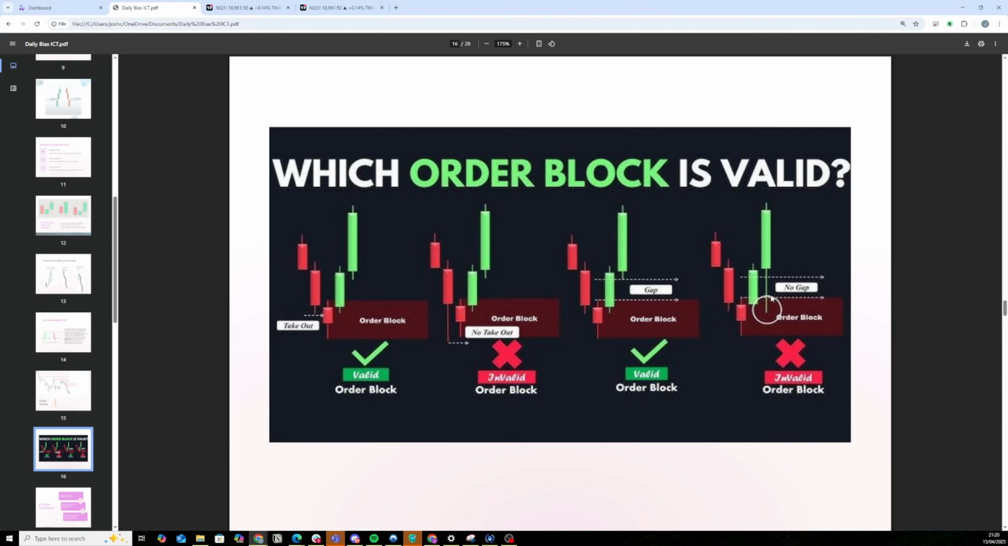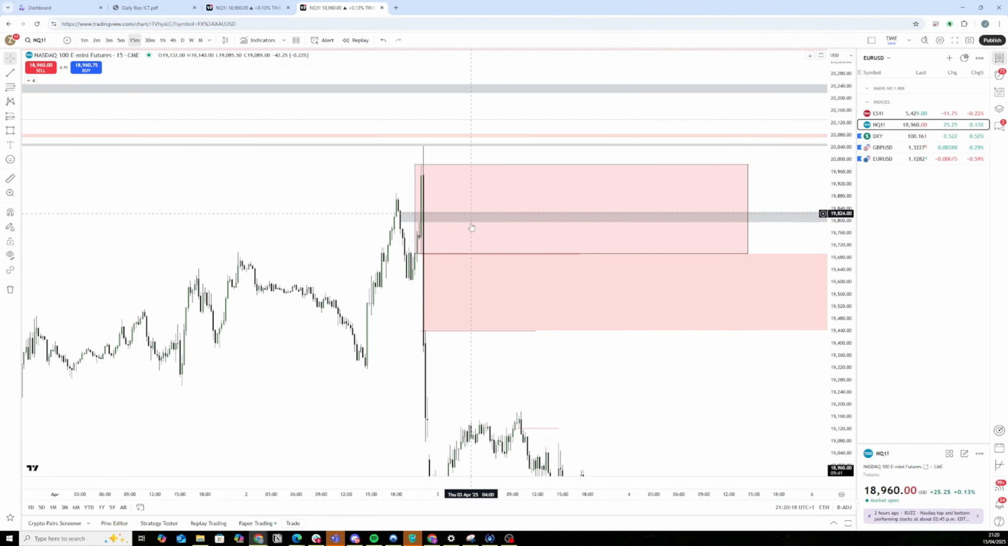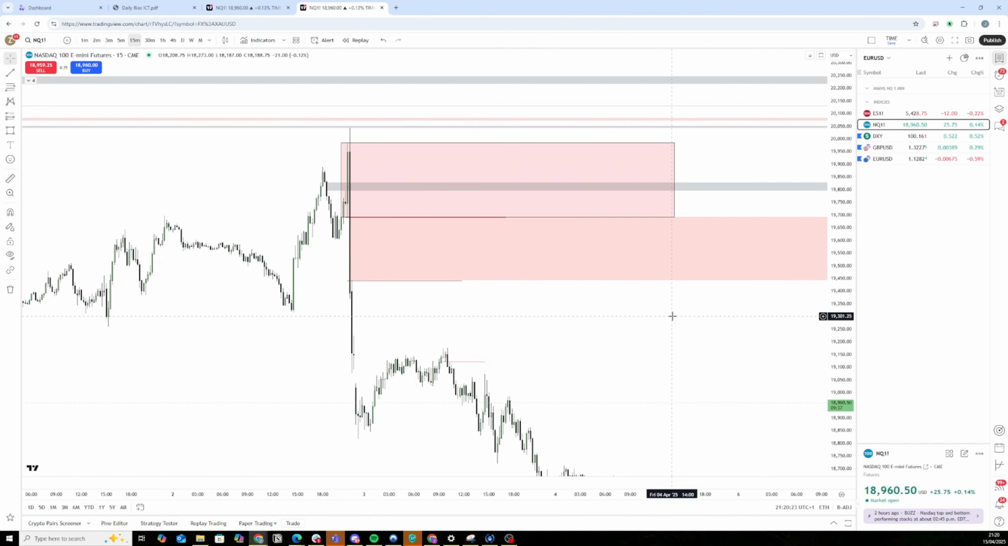Does an order block include the wick? Yes, it does. But a lot of people trade them differently. In my eyes, an order block does always include the wick. So if I was marking out an order block, it would be this entire candle here and the wick. Okay. Someone's asking a question. Yes.